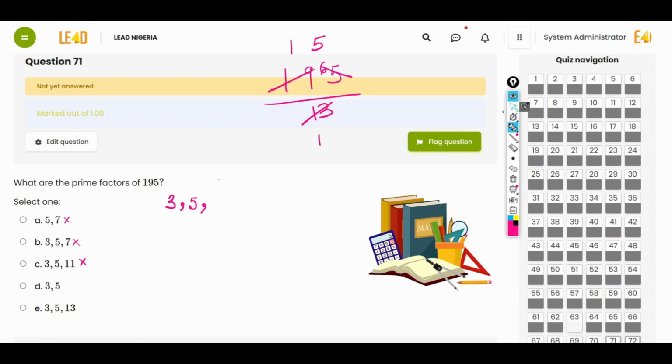So the correct option is option E. Option E is the correct option. It is 3, 5, and 13 because these numbers can divide 195 and they're all prime numbers.